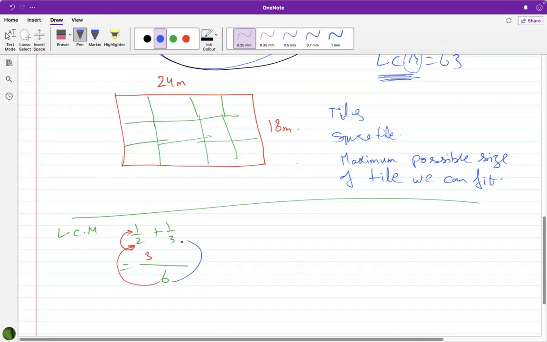Secondly, 6 divided by 3 is 2. 2 1 times is 2. I'll write 2 there. And my final answer is 5 by 6. This is one of the methods students choose to do.